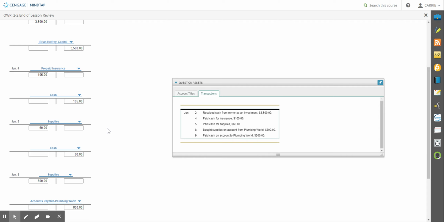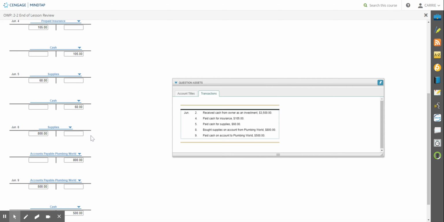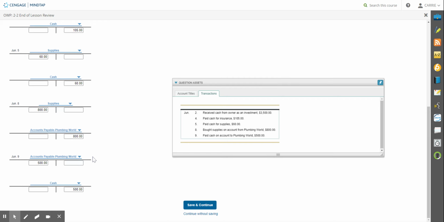On June 5th, we paid cash for supplies. Debit supplies, credit cash. On June 8th, we bought supplies on account from Plumbing World. We are going to debit supplies and credit accounts payable Plumbing World. On June 9th, we paid cash on account to Plumbing World, so we are going to debit accounts payable Plumbing World and credit cash.